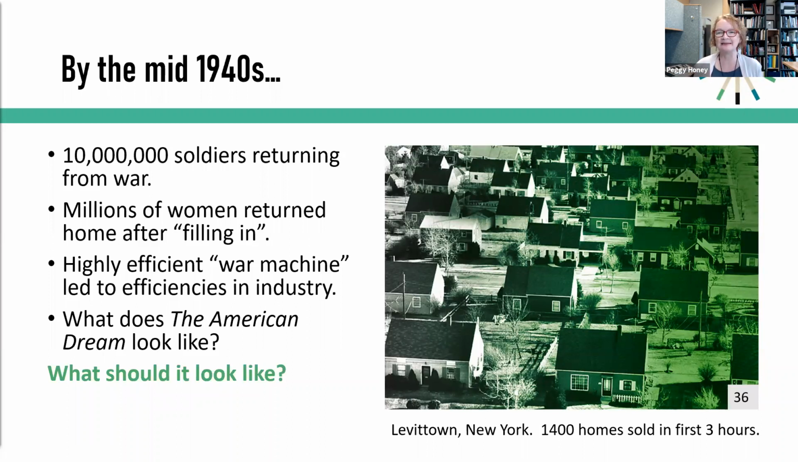So we have 10 million military personnel returning from World War II. We have millions of women who have been in the workforce that are now coming home as the military come back and fill their jobs. Because of the war, we have a very highly efficient war machine that is just ready and waiting to turn its expertise to more commercial ventures. So, prior to this time, the single family dwelling as the most prominent type of domestic living was really not universally obtainable.